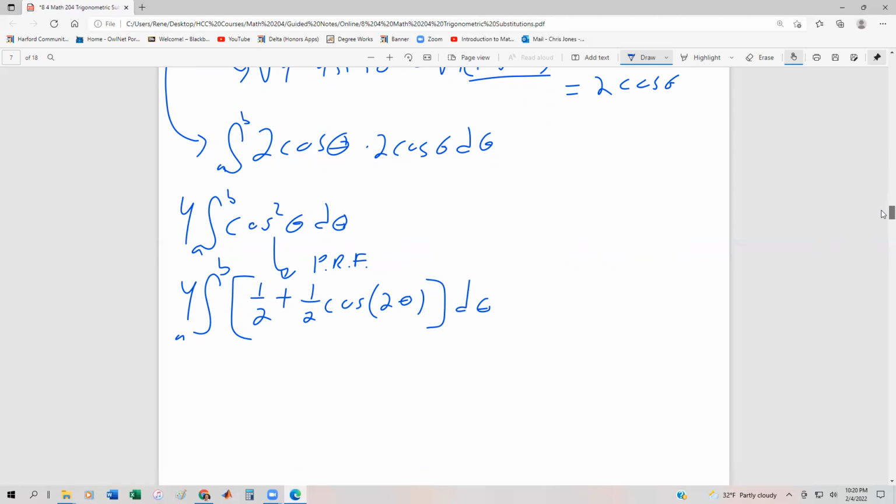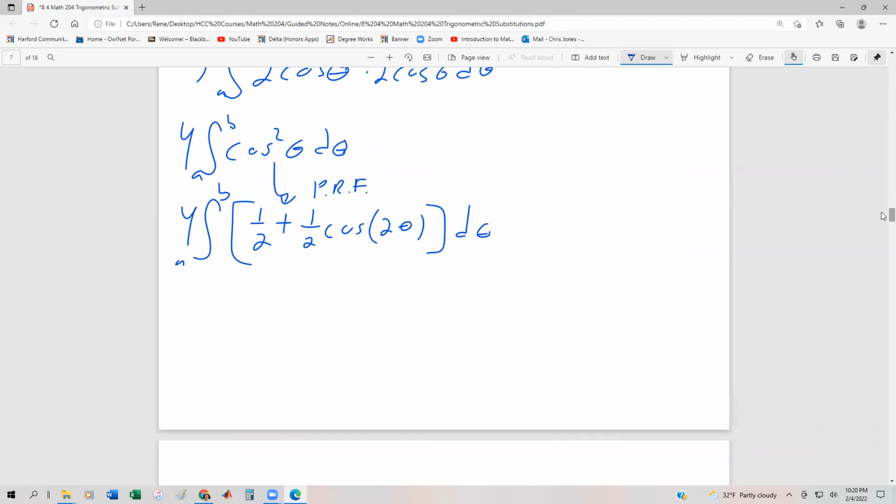All right, now we're going to integrate each term with respect to theta. Keep in mind that we have a 4 out there. So now we have 4 times the quantity: the antiderivative of 1/2 with respect to theta is going to be 1/2 theta. The antiderivative of cosine is sine, but because of the chain rule for derivatives, we multiply by 2, so now we're going to divide by 2. So this is going to be 1/2 times 1/2 sine of 2 theta from A to B.